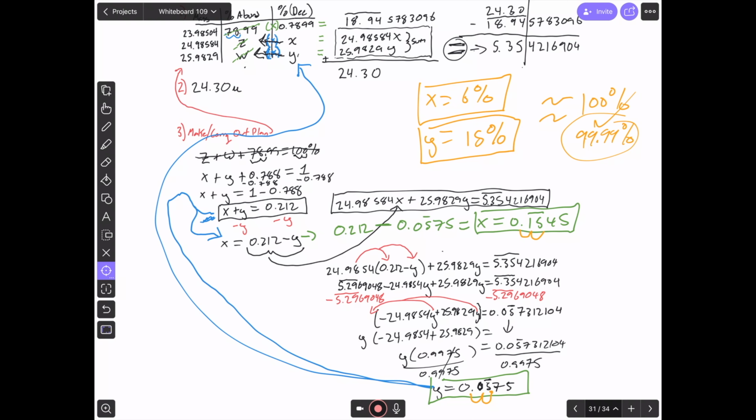All right, so this is how you're going to solve the challenge problem on your homework, the one that involves chlorine. You want to use the same exact process that I showed. Okay.